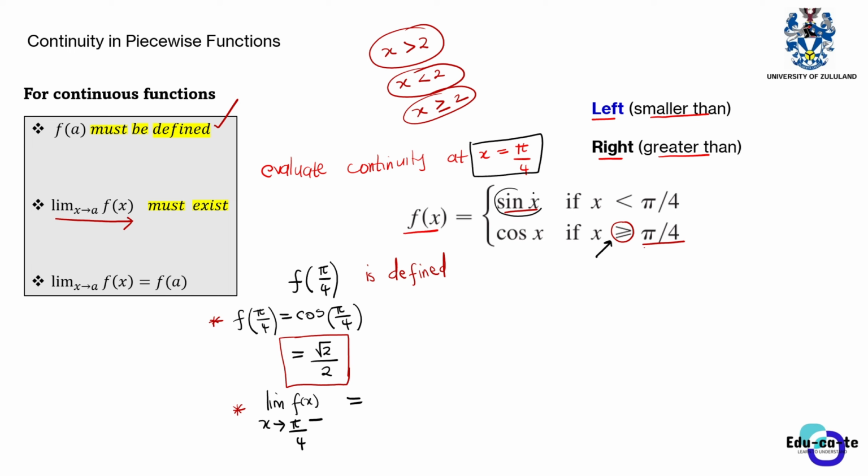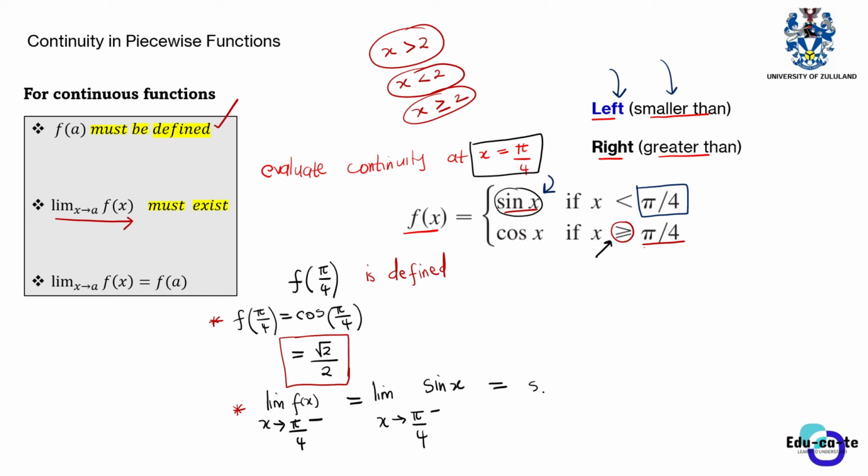We are going to use the first one, sine x, because remember that we have said that left means smaller than. So from a piecewise function, for us to be able to approach this pi over 4 from the left, we need to approach from the values that are less than pi over 4. In this case, for us to get values that are less than pi over 4, we need to use the equation sine x to get those y values. So this is the limit as x approaches pi over 4 from the left of which equation? Of sine x.